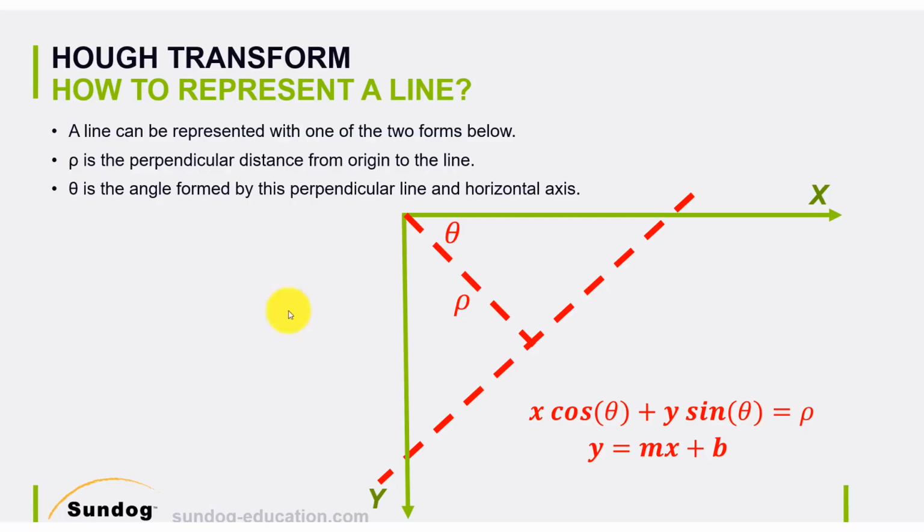All right. So again, rho is the perpendicular distance from the origin to the line, and theta is the angle formed by this perpendicular line with the horizontal axis. And this is simply the equation of the straight line: x multiplied by cosine theta plus y times sine theta gives me the rho value. Those are the two equations of the exact same straight line. All right, let's make use of what we learned.